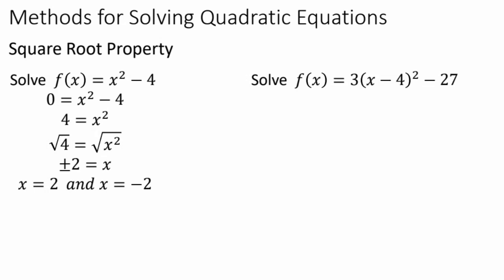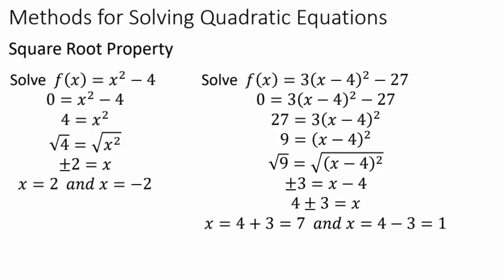The second one, as I mentioned before, is in standard form. Because it's in standard form, I can use my square root property again. The first thing I need to do is set it equal to 0, set y equal to 0. So 0 is equal to 3 times x minus 4 squared minus 27. Then I'm going to add 27 on both sides, then divide by 3 on both sides, and then take the square root of both sides.